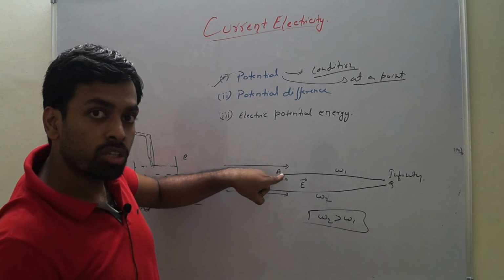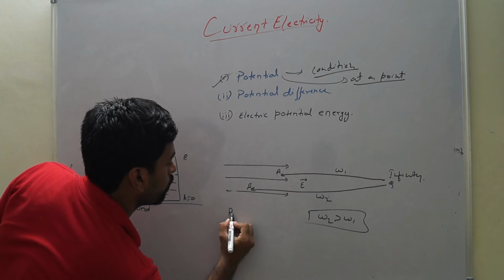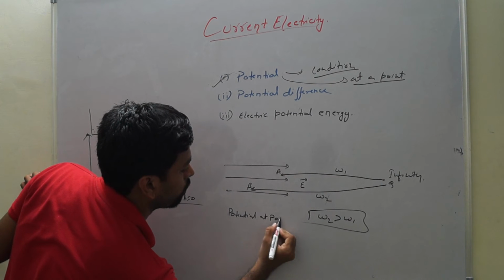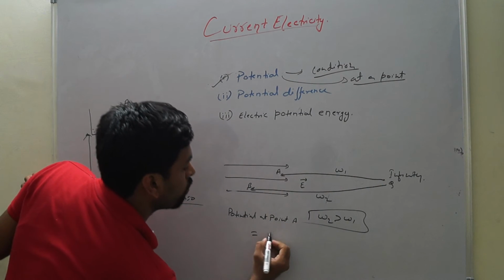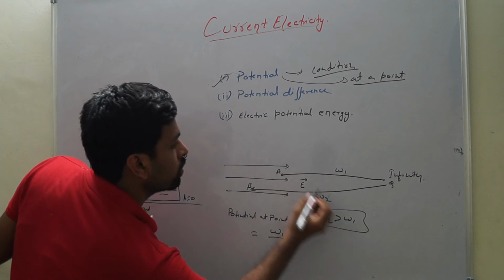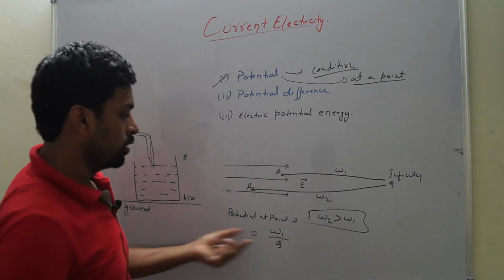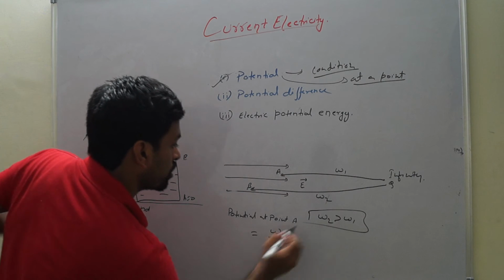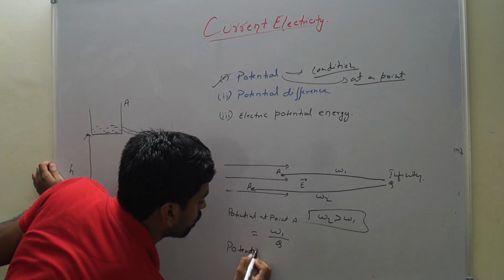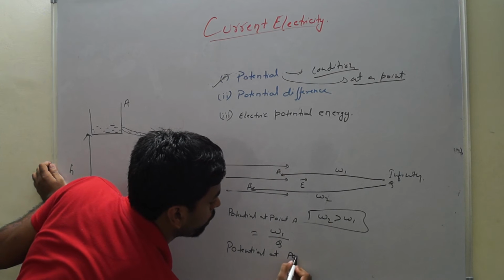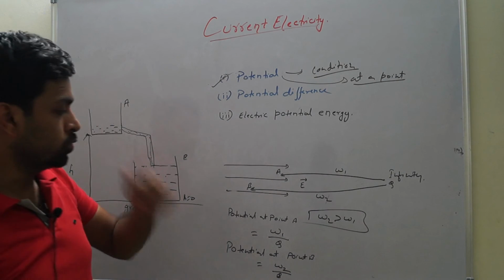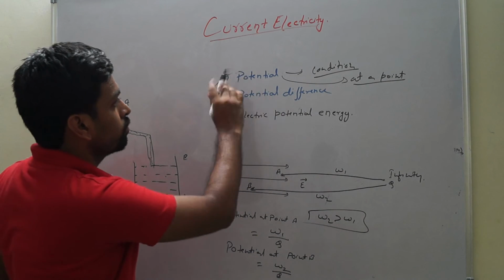So if I want to define the potential at point A, we can say it is the work done to bring the charge from infinity to point A, that is W1, upon unit charge Q. So this is the potential at point A. Similarly, if I want to define the potential at point B, we can write W2 upon charge Q. Now we know what potential is.